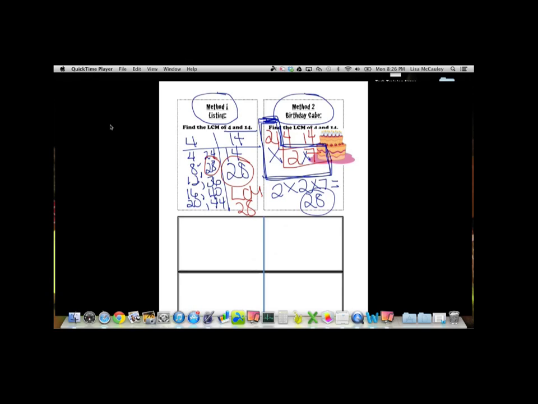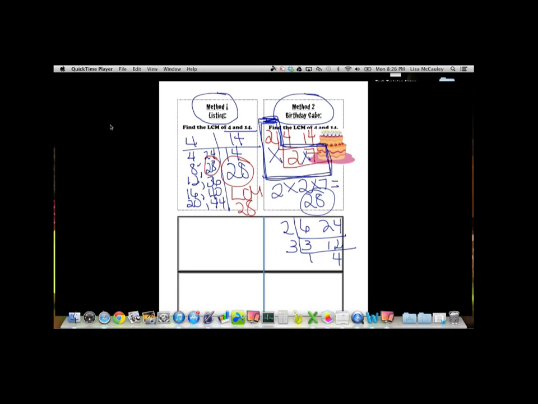Okay, let's do 6 and 24. What's the LCM of 6 and 24? We can divide both of these by 2 because they're even. 2 goes into 6 3 times. 2 goes into 24 12 times. Our cake is not done because 3 is a common factor. And 3 will go into 3 1 time and into 12 4 times.